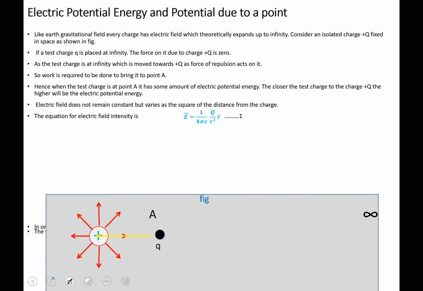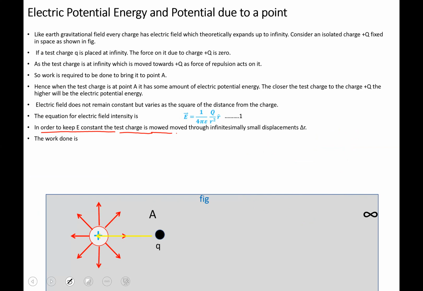Keeping that in mind, in order to keep E constant, the test charge is moved through an infinitesimally small displacement delta R, and the work done in this whole scenario can be calculated by the formula W is equal to Q into V. This is the formula for the work done.